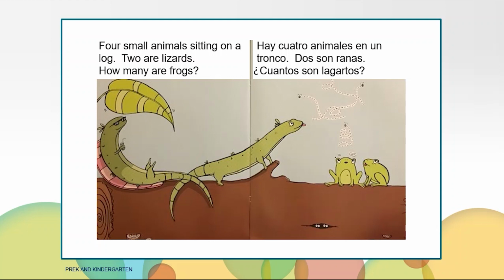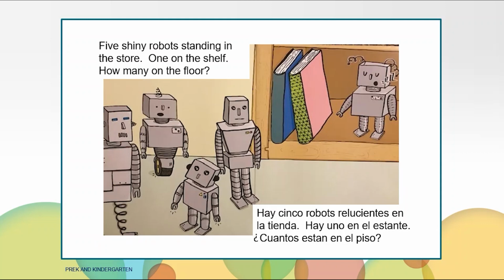4 small animals sitting on a log. 2 are lizards. How many are frogs? 2. 5 shiny robots standing in the store. 1 on the shelf. How many on the floor? 4. Look at the little robot on the floor. He's so cute.